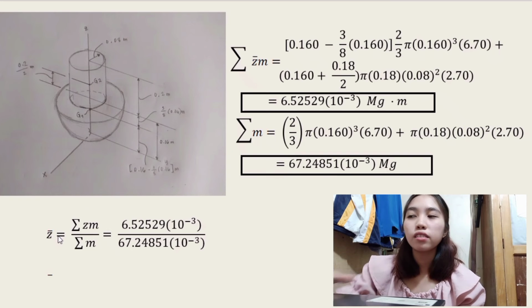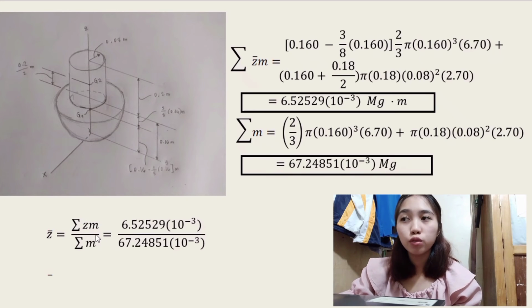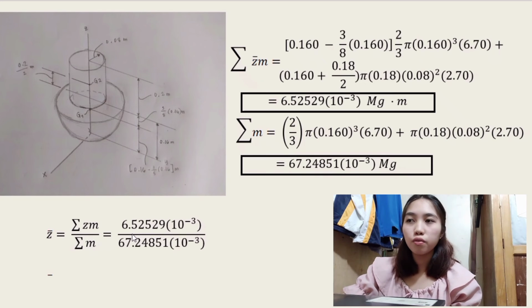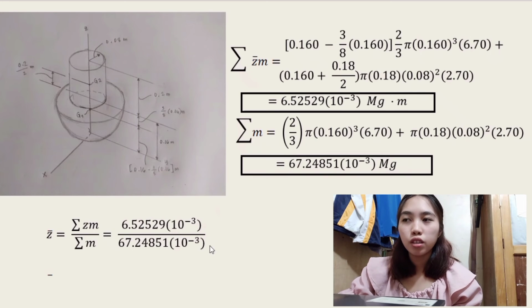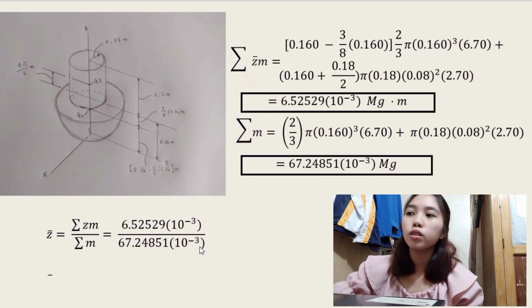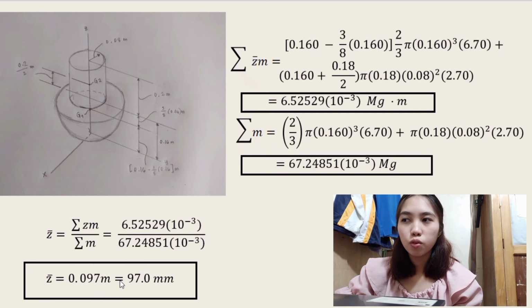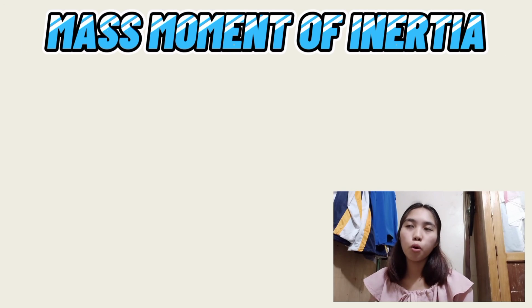So to get the mass center of the assembly, summation of z bar m over summation of m is equal to 6.52529 times 10 raised to negative 3 over 67.24851 times 10 raised to negative 3. So the center of mass is equal to 0.097 meter or 97.0 millimeter. So the last topic that we are going to discuss is the mass moment of inertia.